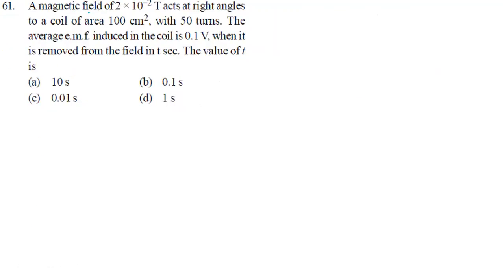Question 61. A magnetic field of 2 into 10 power minus 2 Tesla is at right angle to a coil of this much area, with 50 turns. The average EMF induced in the coil is 0.1 when it is removed from the field in t seconds. Find the value of time t. See here, it is again the formula E equal to minus d by dt of phi, where phi is the flux that we need to see now. How much flux is going to change? So flux is changing, right?